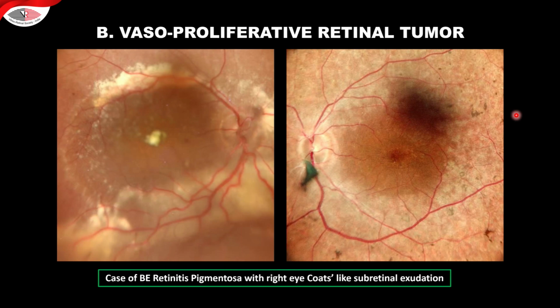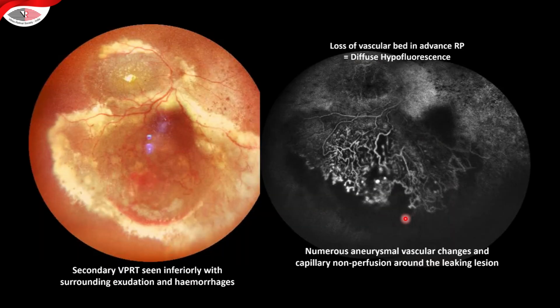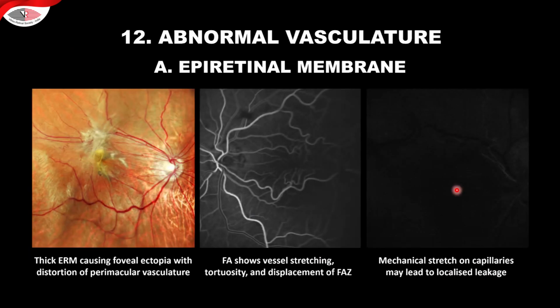Vasoproliferative retinal tumors. This is a case of bilateral retinitis pigmentosa with right eye Coats-like subretinal exudates. When you do the angiogram, you will see all these changes which have come up: numerous aneurysmal vascular changes and capillary non-perfusion around the leaking lesion. So this is a vasoproliferative tumor.